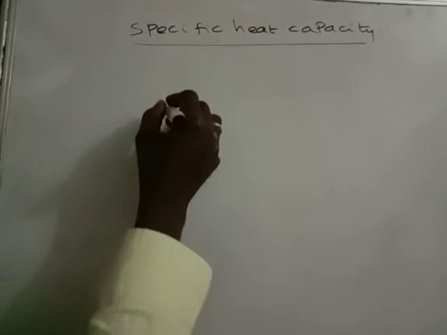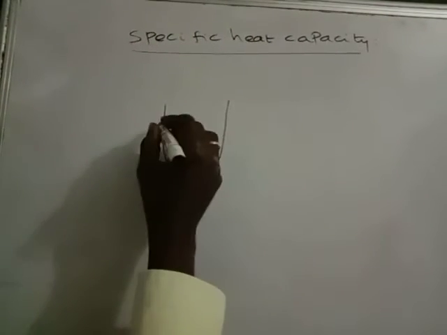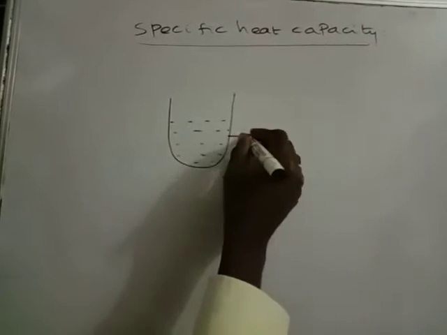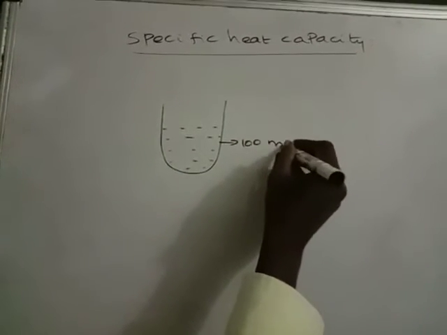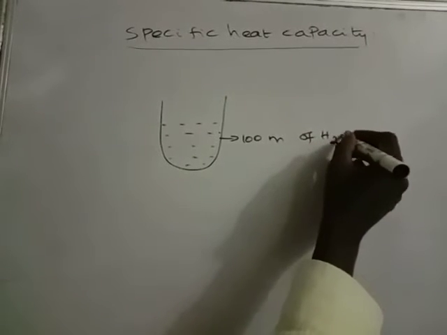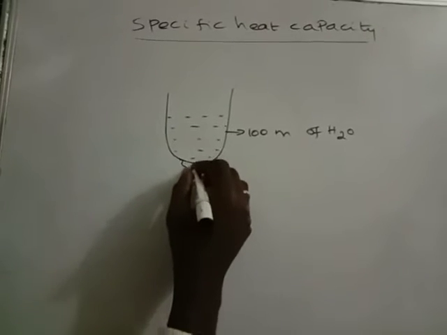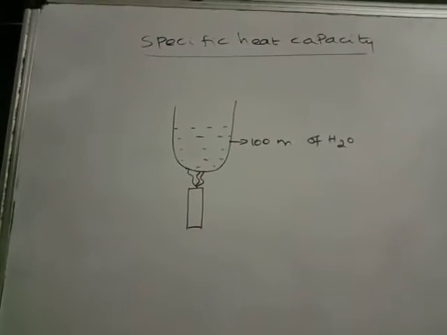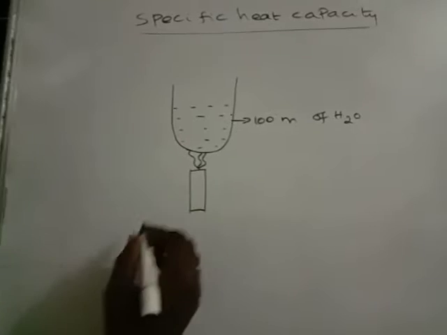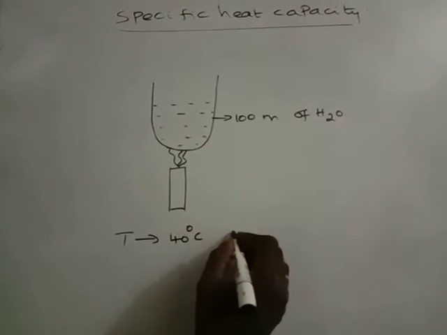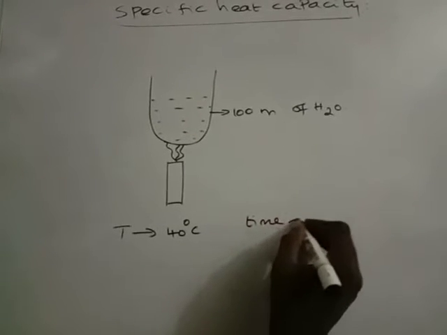We are going to learn about the topic specific heat capacity. Let us take a beaker filled with water, for example, a beaker containing 100 ml of water. Now start to heat the water using a burner. To raise the temperature up to 40 degrees Celsius requires a time period of 5 minutes.